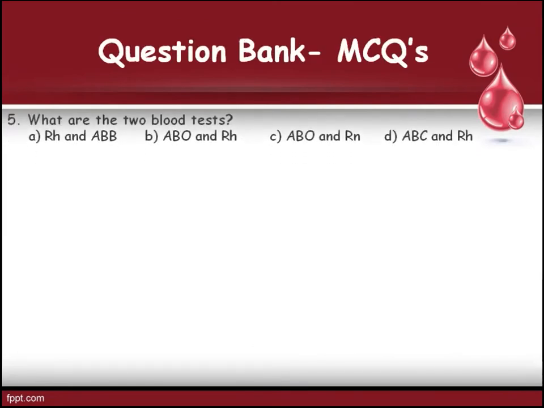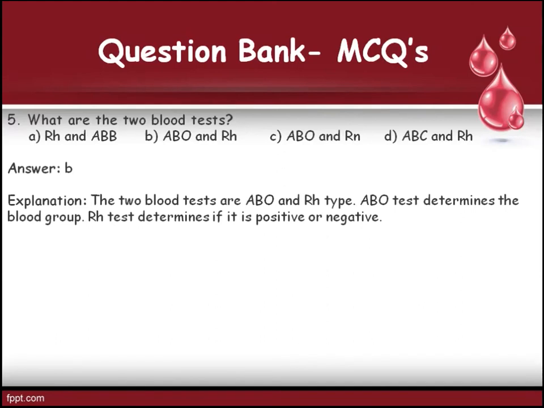Fifth one, what are the two blood tests? First one is Rh and ABB. Second one is ABO and Rh. Third one, ABO and RN. And fourth one, ABC and Rh. And the answer is B, which is ABO and Rh. The two blood tests are ABO and the Rh type. The ABO test determines the blood group and the Rh test determines if it is positive or negative.